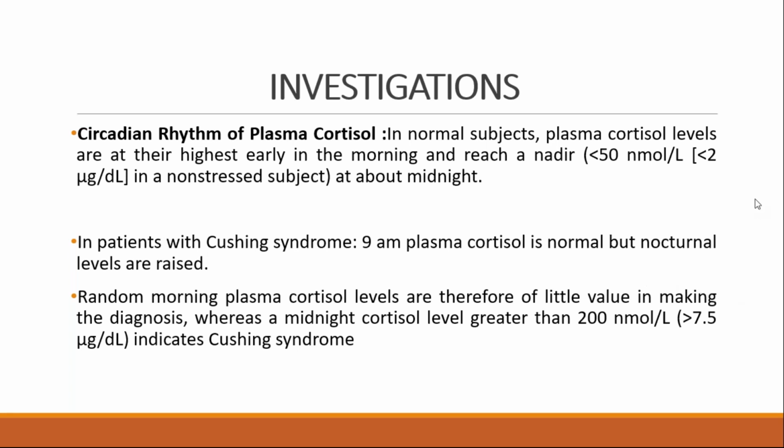Random morning plasma cortisol levels are of very little value. So we should measure the midnight cortisol level, and a value more than 7.5 microgram per deciliter is definitive of Cushing syndrome.